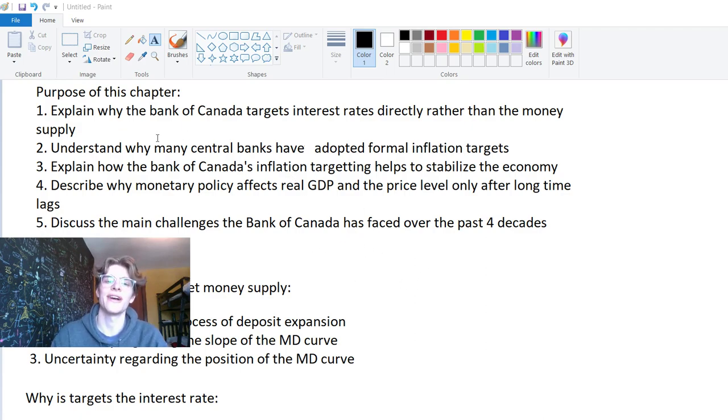So the learning objectives for this chapter are as follows. Explain why the Bank of Canada targets interest rates directly rather than the money supply. Understand why many central banks have adopted formal inflation targets. Explain how the Bank of Canada's inflation targeting helps to stabilize the economy. Describe why monetary policy affects real GDP and the price level only after long-term lags. And discuss the main challenges the Bank of Canada has faced over the past 4 decades.